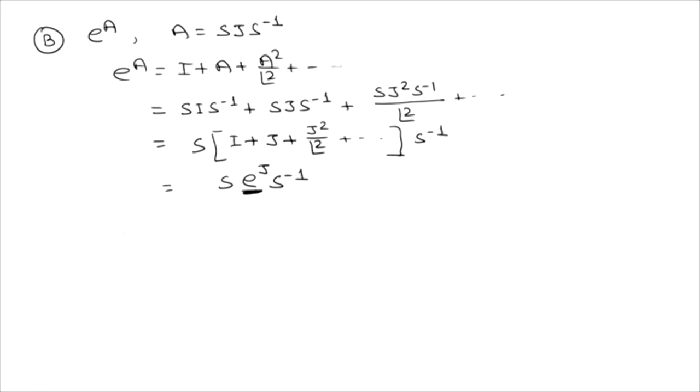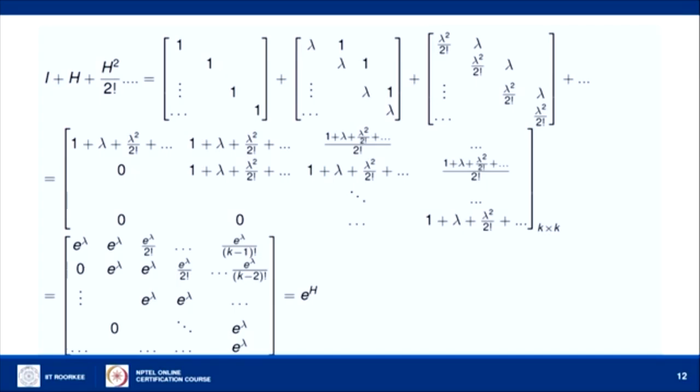Again, you know that e raised to power J can be written as I plus J plus J square upon factorial 2 and so on. And you know if J is given, how to calculate J square and various powers of J. So, if I take a Jordan block of size k, I am writing J, but it is H in the slide. So, you can consider it J, a Jordan canonical form. So, I plus H plus H square by factorial 2 up to infinite terms, where H is a Jordan block here. So, I is this, H is this one, H square is given by this one.